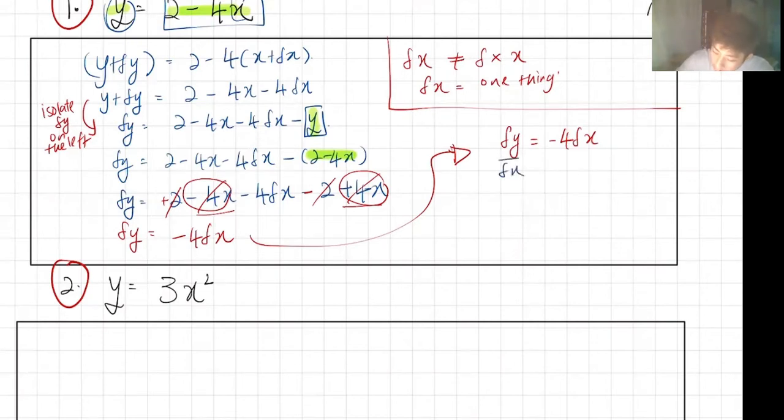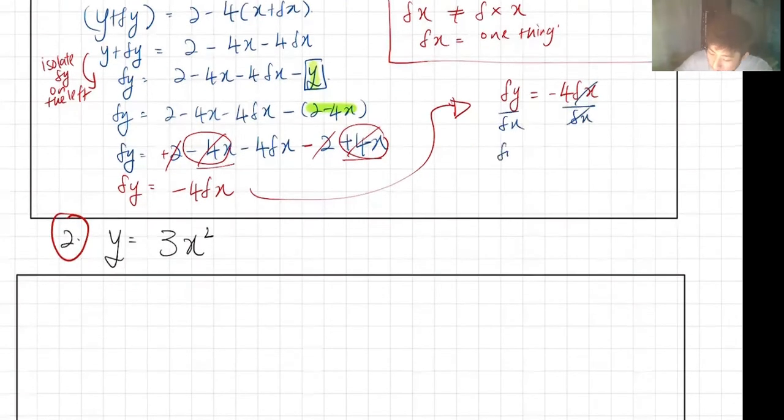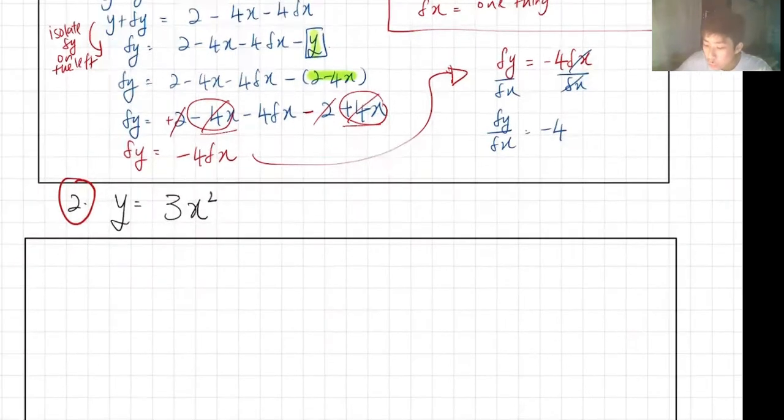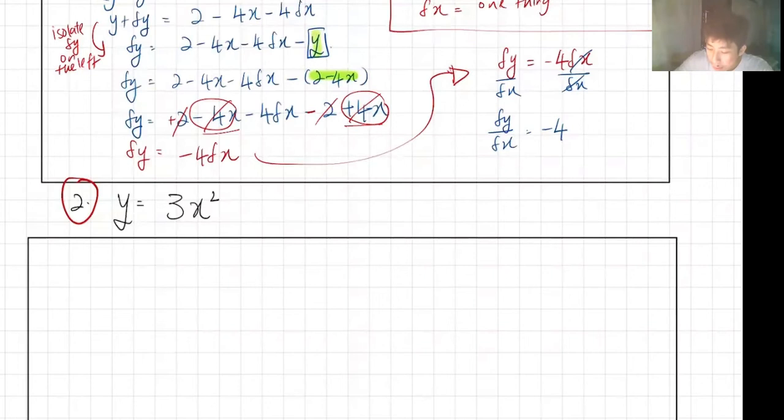Divide with delta x, divide with delta x. So this delta x will go away. So on the left, what you have is delta y over delta x is equal to minus 4. Okay, so now when you reach this stage, I want you to write one step.